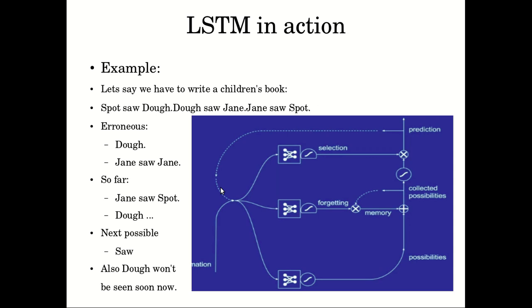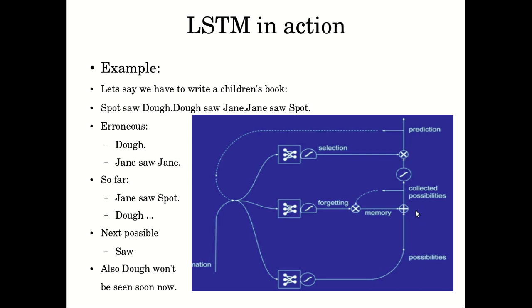Now at the next time step we have the prediction saw, and the current recent information as saw. So these two vectors again pass to each of these gates. Now this input gate will make a prediction. It knows that the recent information is saw. So the output can be either of duck, Jane or spot. So these three possibilities pass forward here.